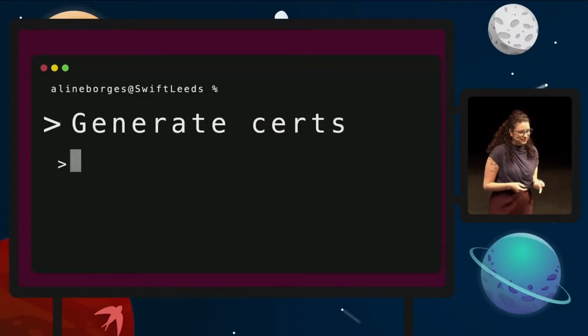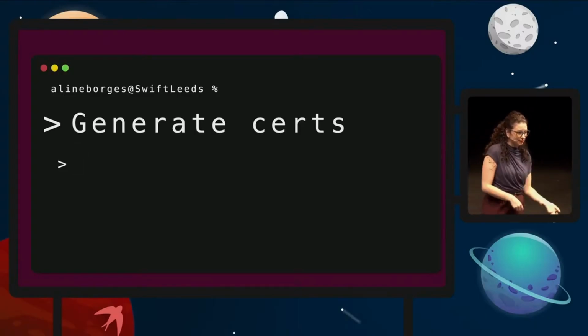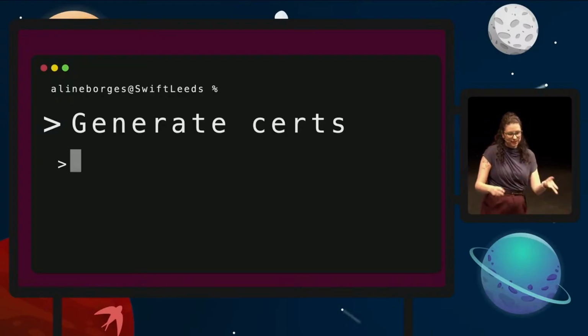So for mTLS, where does my certificate come from to send to the camera? I can't just bundle them into the app. They are per user, per camera. I have to generate them somehow.